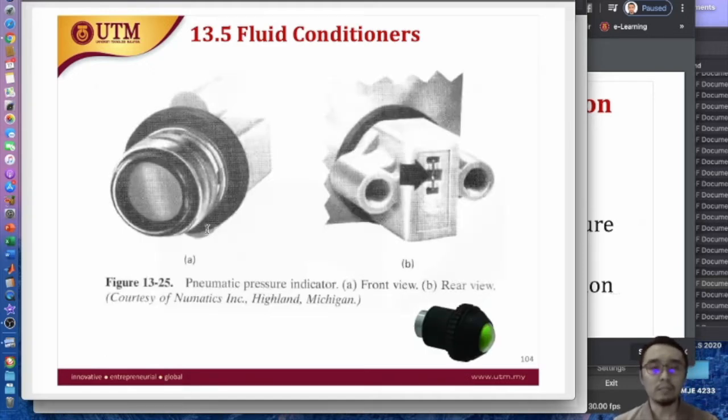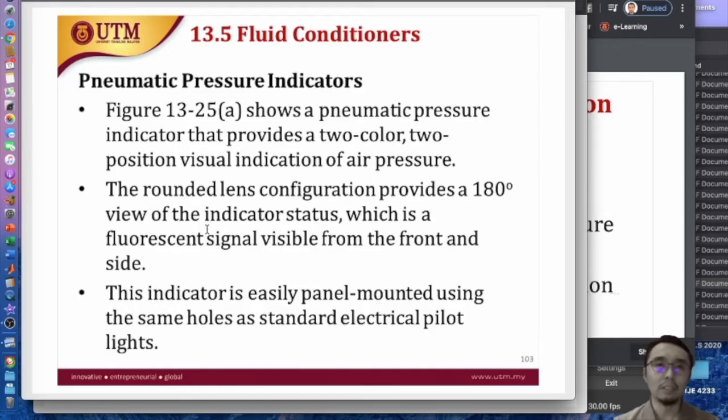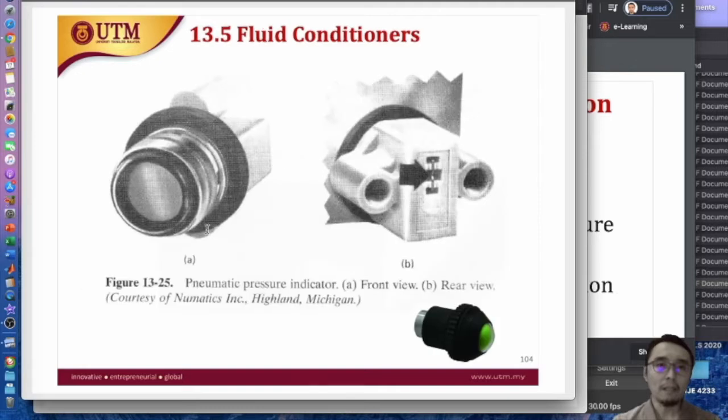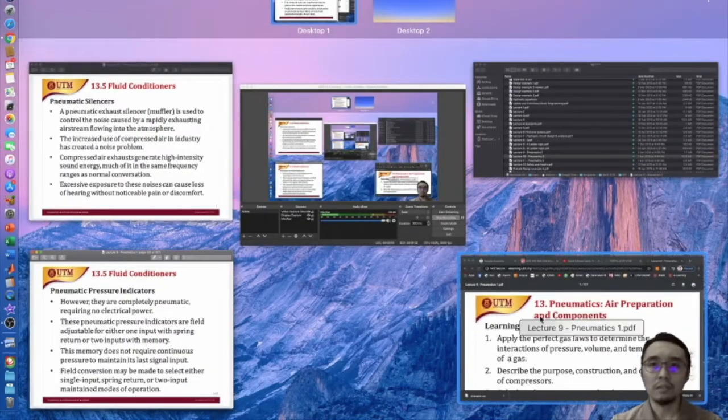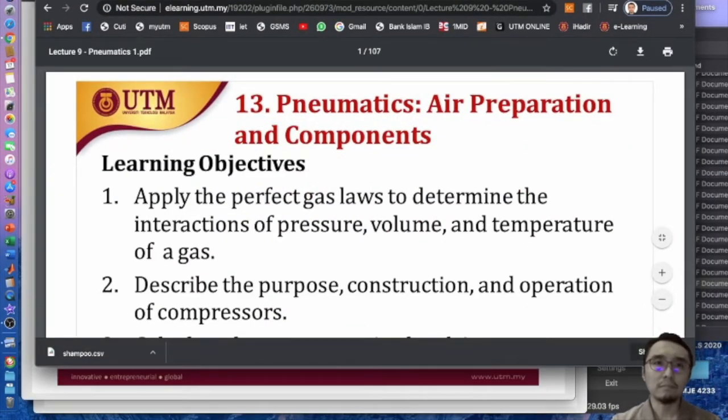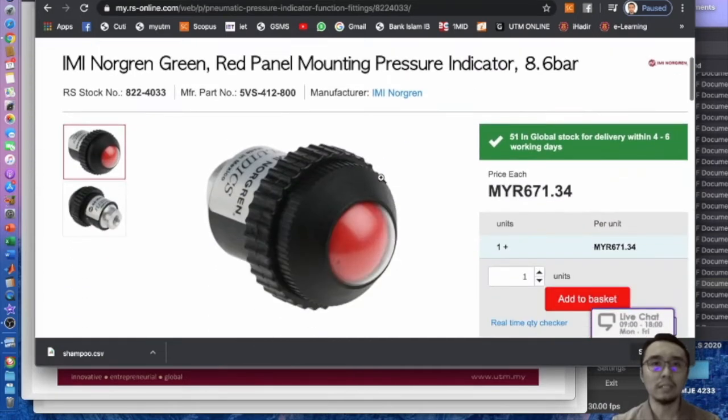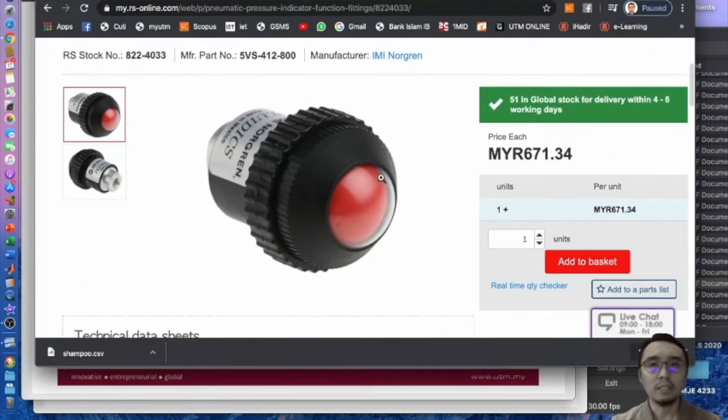So in a pneumatic circuit, we do use this kind of indicator to show whether the pressure is within the required range. And you can see the explanation here. The best thing about this pressure indicator is that they are completely pneumatic, and they are field adjustable for either one input with spring return or two inputs with memory. In the market, this is an example of a pressure indicator. Okay, so it's kind of expensive.